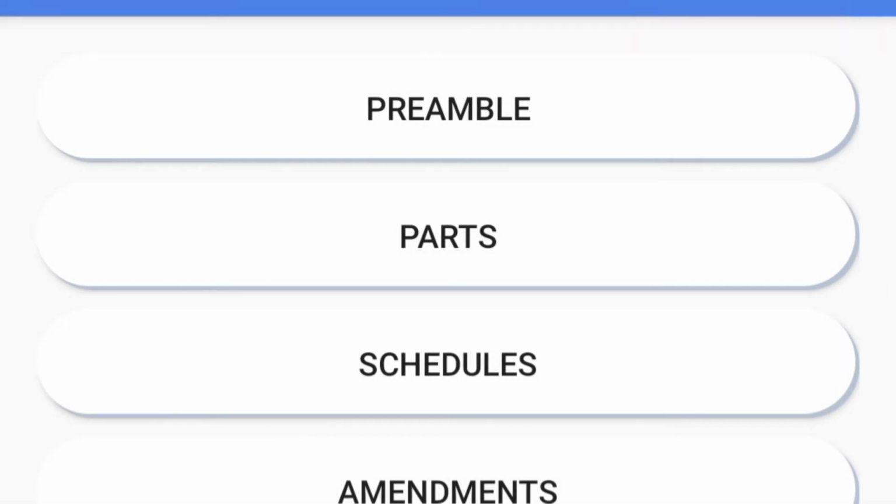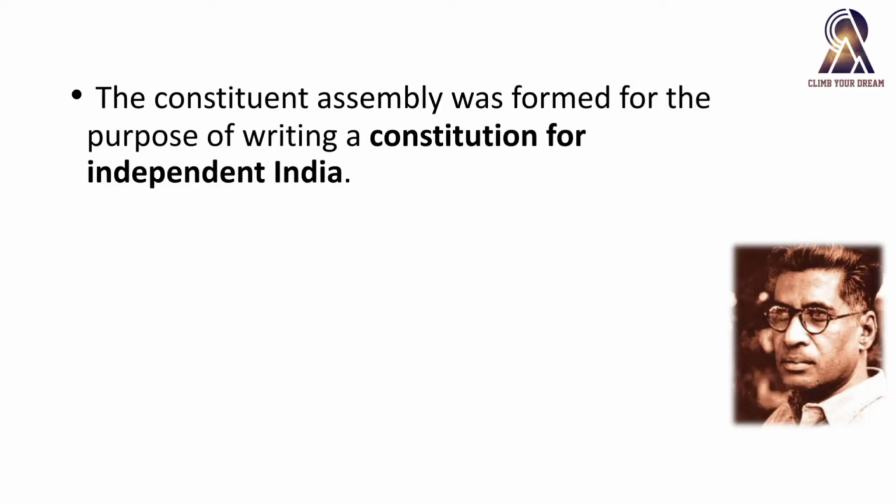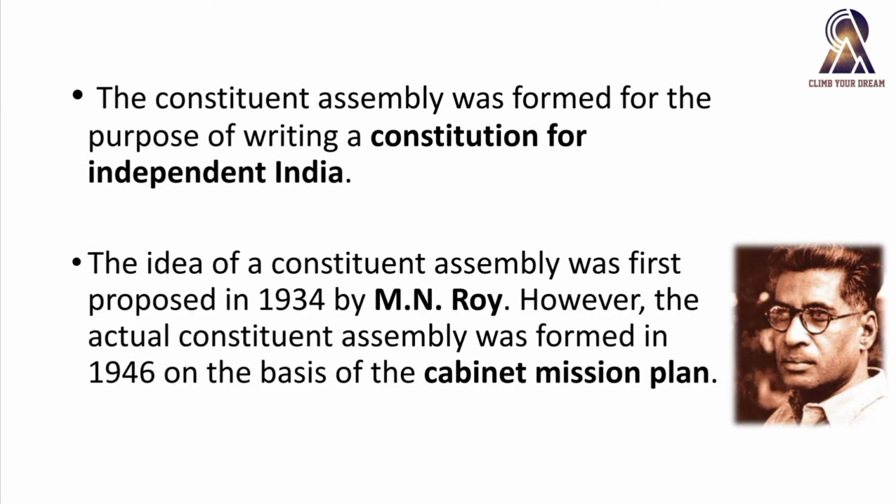Coming to why Constituent Assembly was formed, it was formed for the purpose of writing a constitution for independent India. This idea of forming Constituent Assembly was first proposed by M.N. Roy in 1934. However, the actual Constituent Assembly was formed in 1946 on the basis of Cabinet Mission Plan.